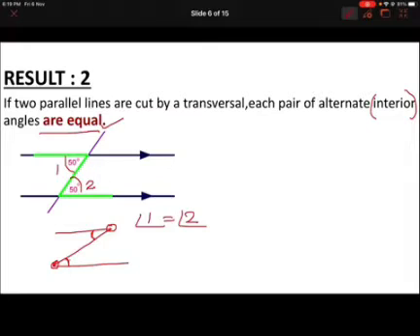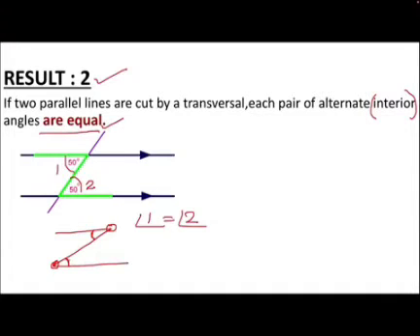How do I know that? From this result. The result says that when two parallel lines are cut by a transversal, the alternate angles are equal. In the previous result, pair of corresponding angles are equal. In this result, pair of alternate angles are equal. That means interior alternate angles are equal, exterior alternate angles are also there, is it not? We have two pairs of interior alternate angles and two pairs of exterior alternate angles. They are equal in measure. Okay?